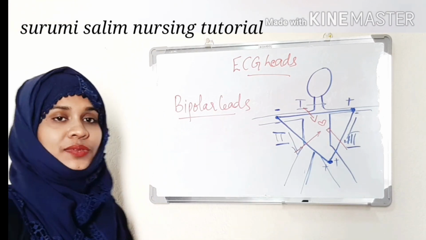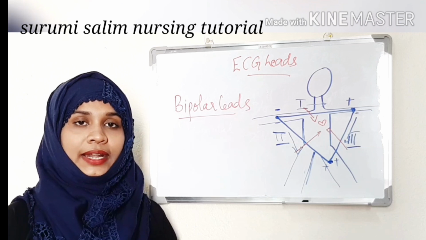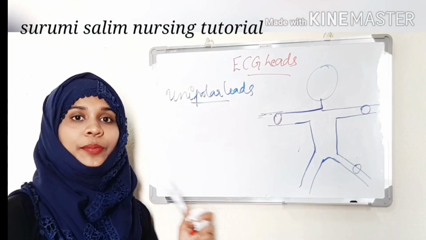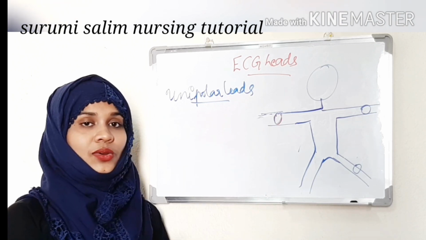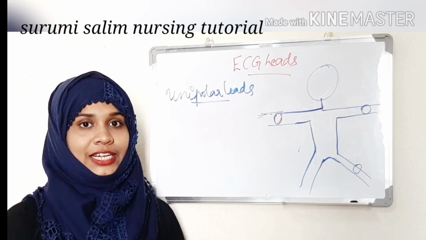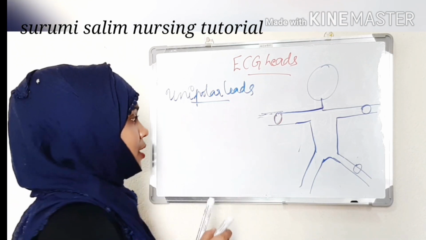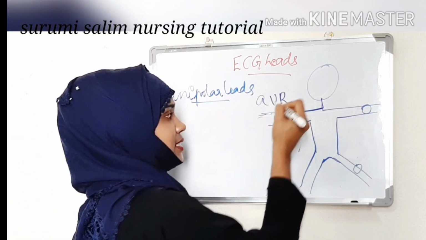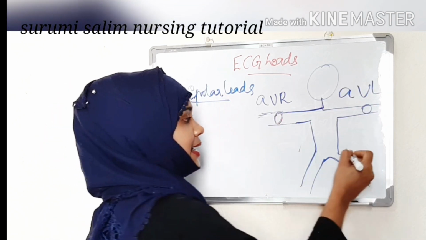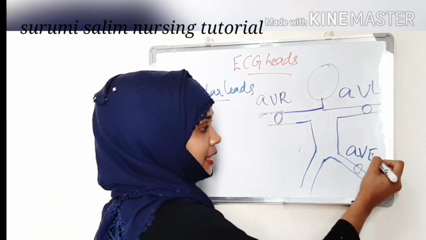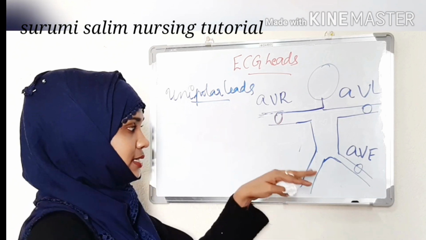I hope you understand. Next we will see the unipolar leads, or the augmented vector leads or augmented voltage leads. Unipolar limb leads are otherwise called augmented vector leads or augmented voltage leads, and they are placed on the right arm, left arm and left leg. First of all, AVR is placed on the right arm, AVL is placed on the left arm, and AVF is placed on the left leg, and the right leg is the neutral lead, or the ground or earth lead. So we are not considering the right leg.